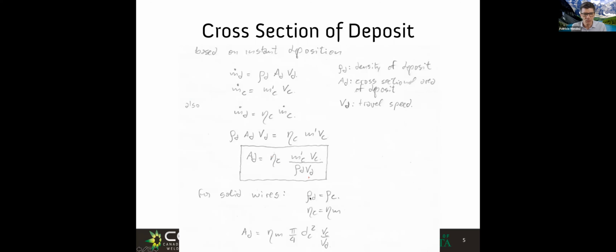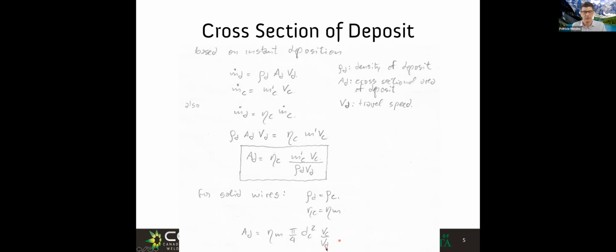In the case of solid wires, the efficiency of the consumable is the metal efficiency. We have no fluxes that we're losing, so we might lose metal by spatter, right? That's the efficiency of the metal. So it's relatively simple, and we can express this cross-sectional area of the weld with this formula.